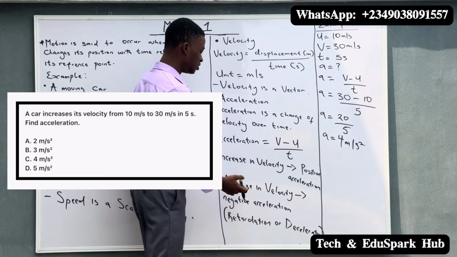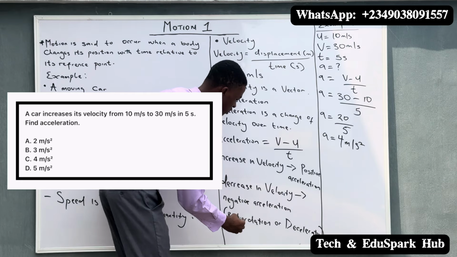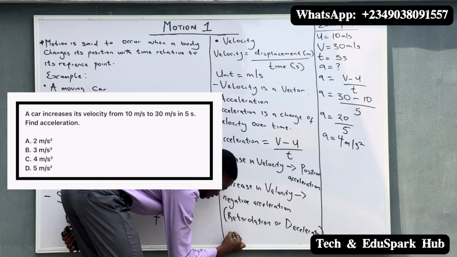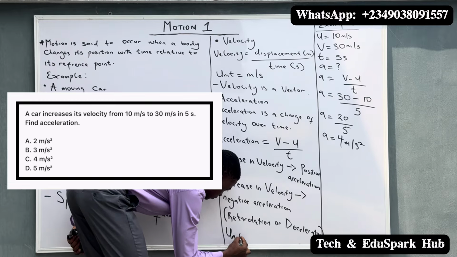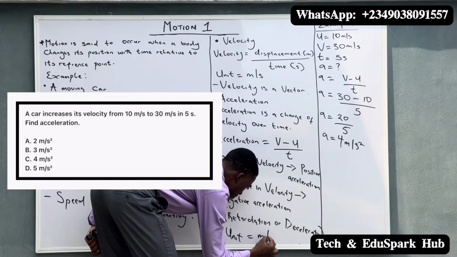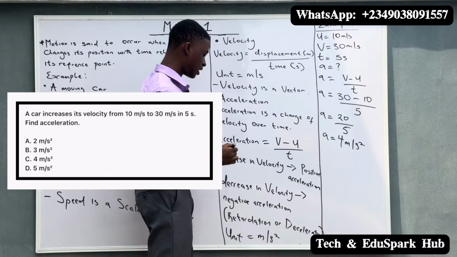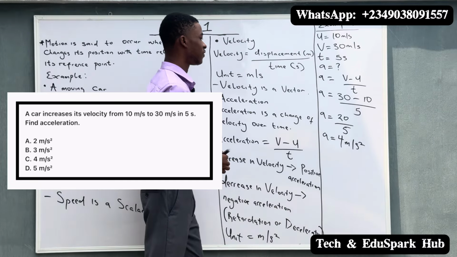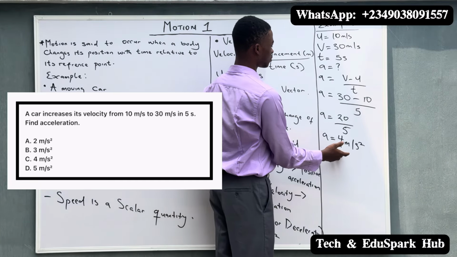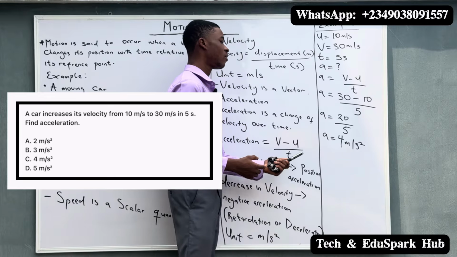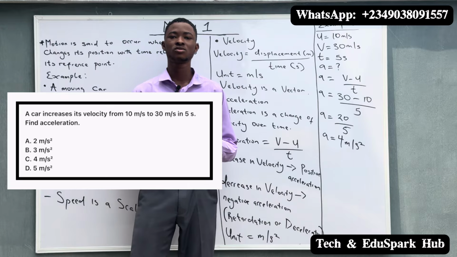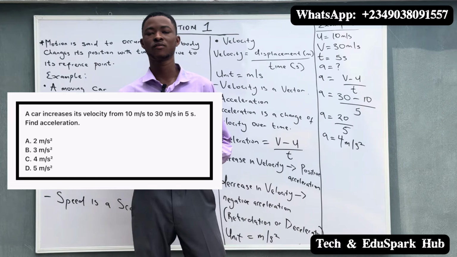Don't forget the unit of acceleration. So the unit of acceleration is meter per second square, and that is why we are having 4 meter per second square in this case. So option C is correct for this kind of question.